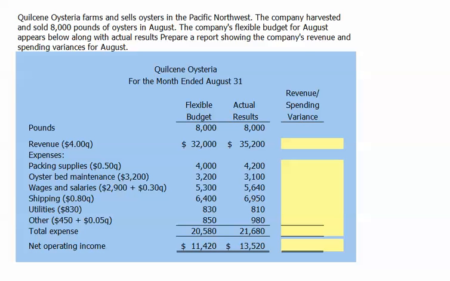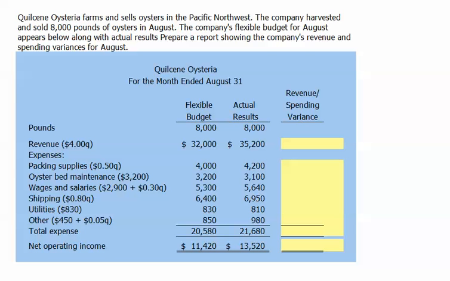Quincine Ostera Farms sells oysters in the Pacific Northwest. The company harvested and sold 8,000 pounds of oysters in August. The company's flexible budget for August appears below, along with actual results. Prepare a report showing the company's revenue and spending variances for August.